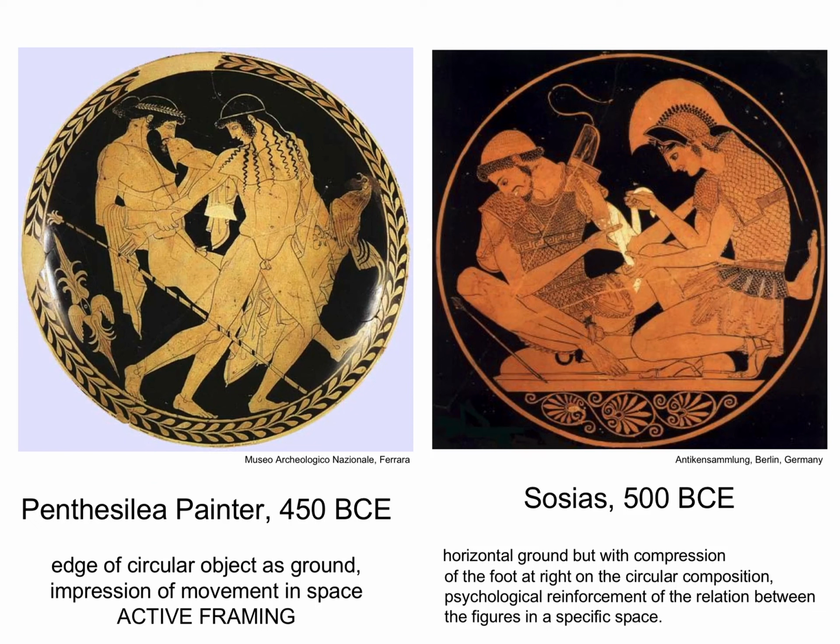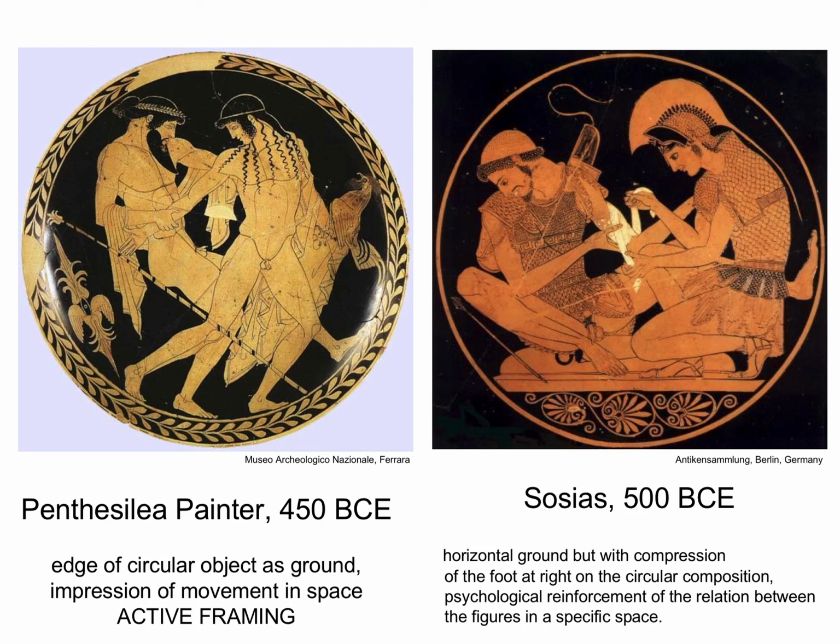So the way the Greek potters often use the edge and the circular images is very strategic as well, and creates a wonderful relationship between image and form, 2D and 3D, image and objects, and so on. And it creates an impression of movement in space, what I call active framing, by placing the foot of those figures on the left not on a flat ground but on a circular one. It creates an impression of movement and a dynamic impression of great efficiency.